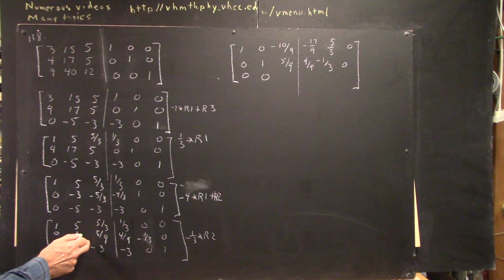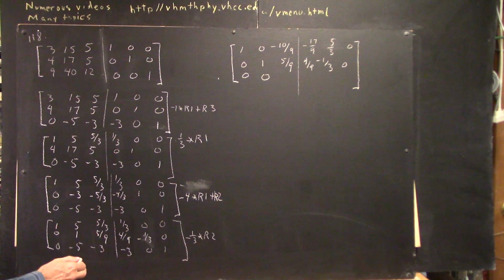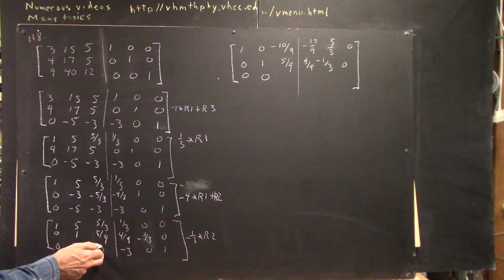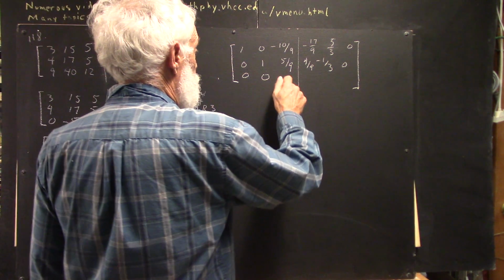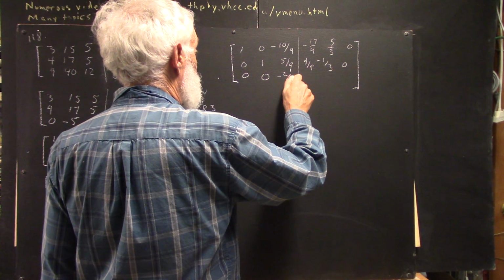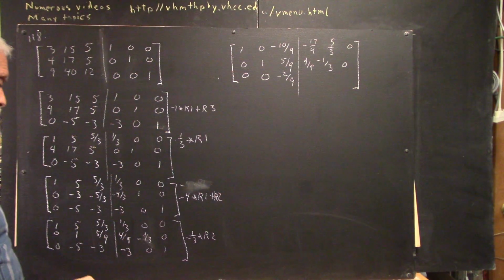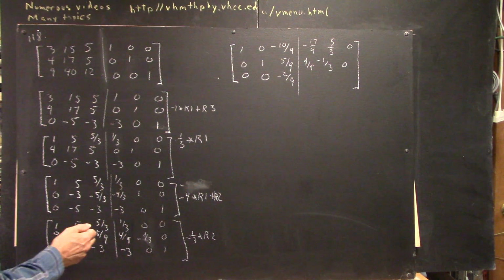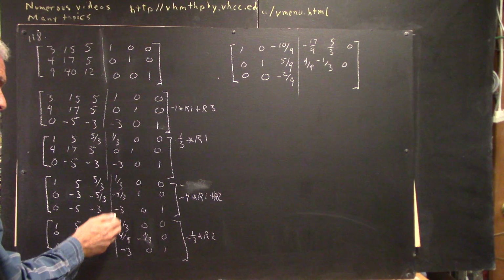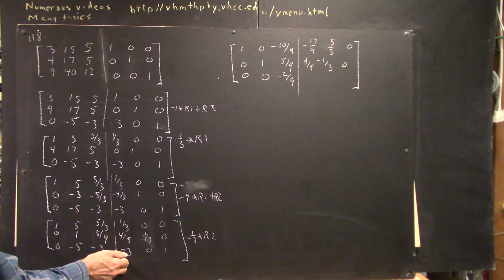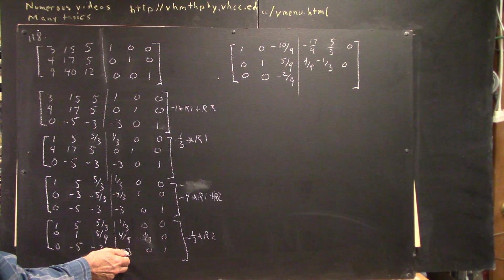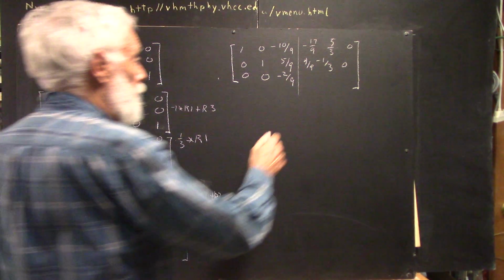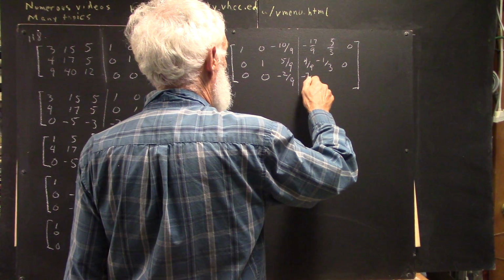Now 5 times 5/9 is 25/9. Negative 3 is negative 27/9. So it looks like we've got negative 2/9 here. Okay. Now 5 times 4/9 is 20/9. Negative 3 is negative 27/9. So it looks like now we've got negative 7/9 here.